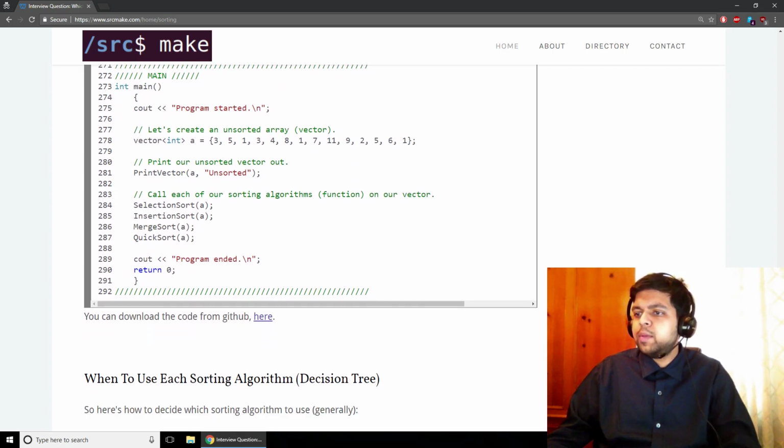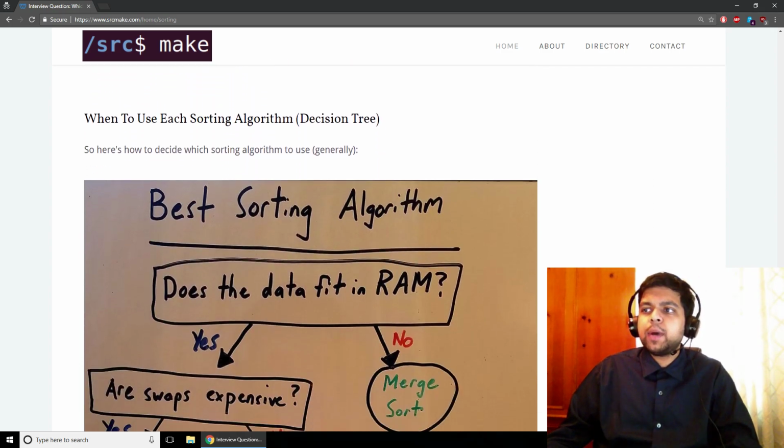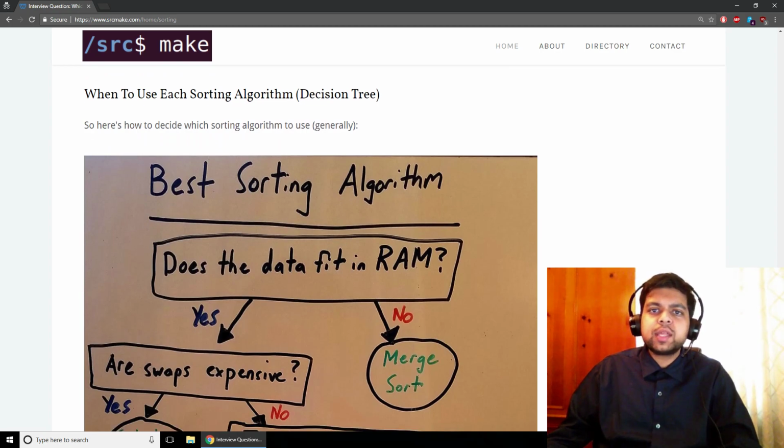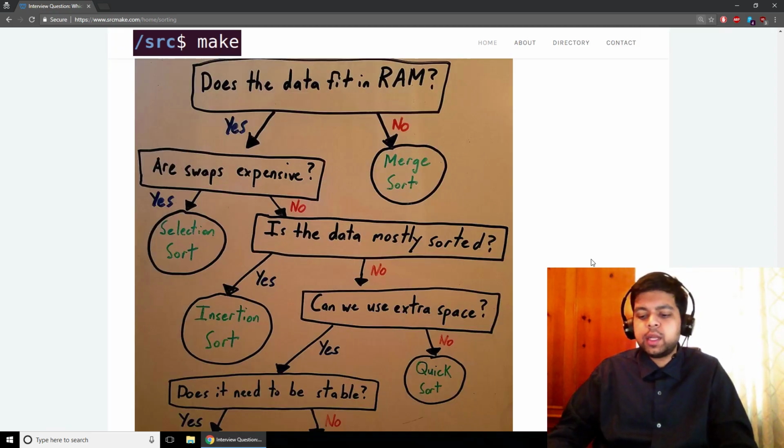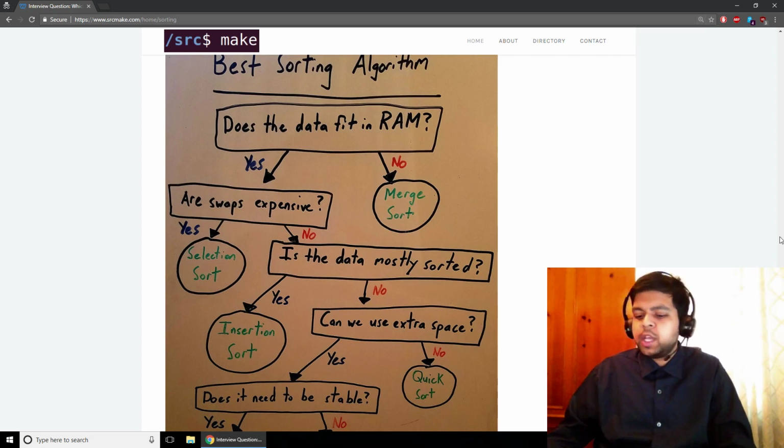I recommend, maybe I'll do another video on how these algorithms actually work, but I don't think it's necessary. Maybe there are other resources on the internet for that. But what we care about is deciding when we should use each type of algorithm. And that's what this decision tree is for. So let me make this a little bit bigger.